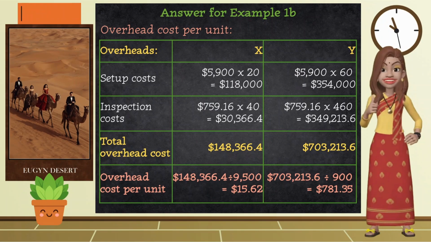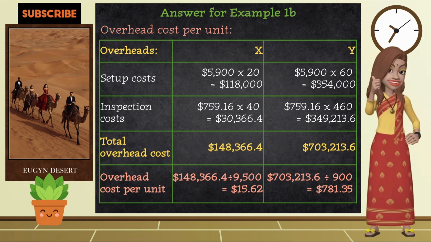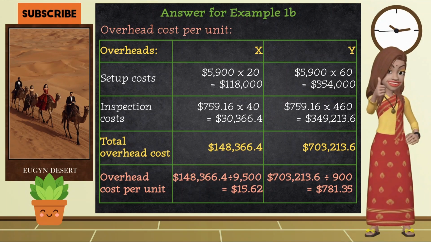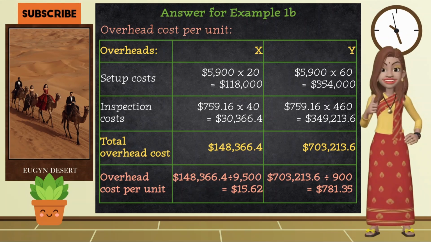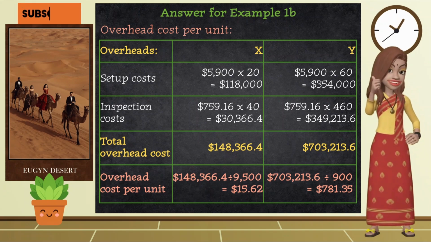To calculate the total inspection cost, we take the cost driver per inspection times the number of inspections for the product. For example, for X, we take $759.16 per inspection times 40 inspections. Then we add the setup costs and inspection costs to get the total overhead cost.